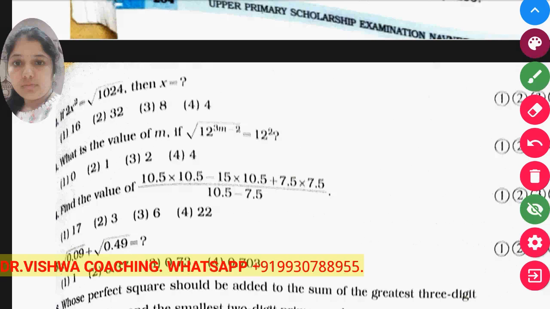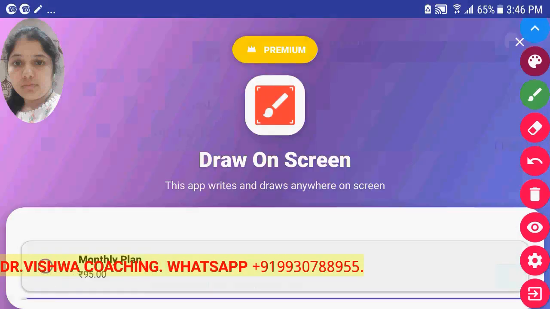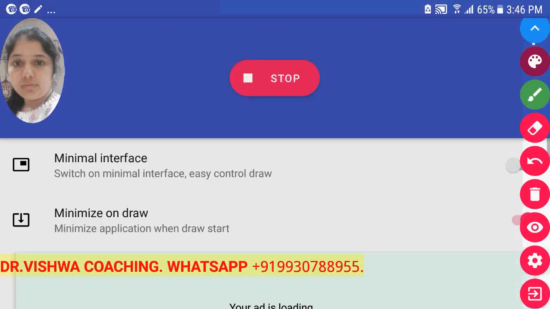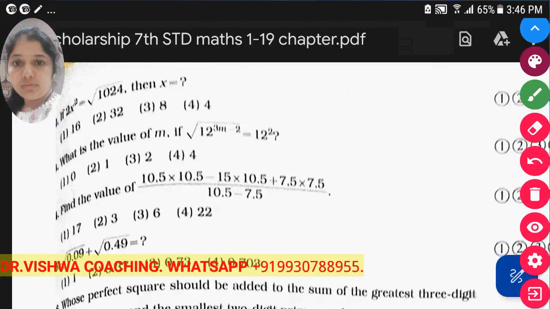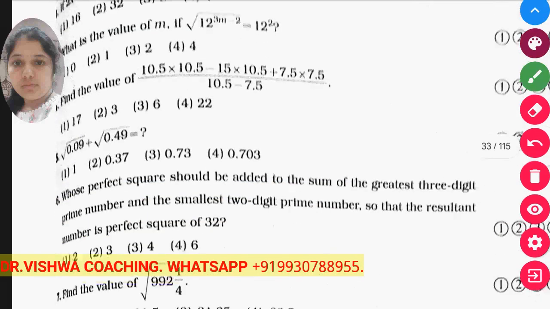It is in between 30 and 35, and 4 at the unit place. Okay, 4 at the unit place. So either 32 or 38. So 32 mostly, not 38. So 16 and 2, 4. Don't know. Okay, we'll check.